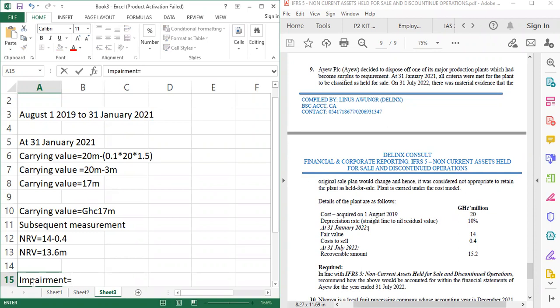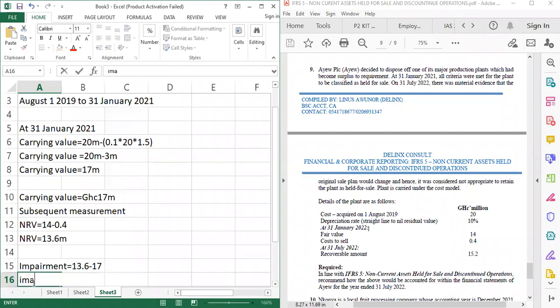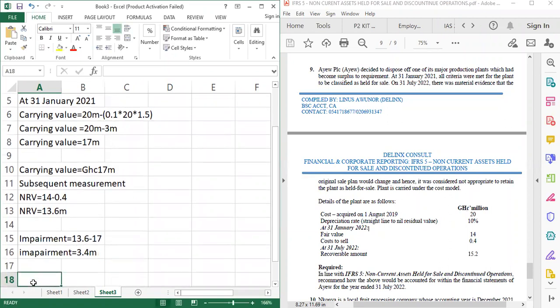There will be an impairment of 13.6 minus the carrying amount. How much will be the impairment? 3.4. Okay, there will be an impairment of 3.4 million.